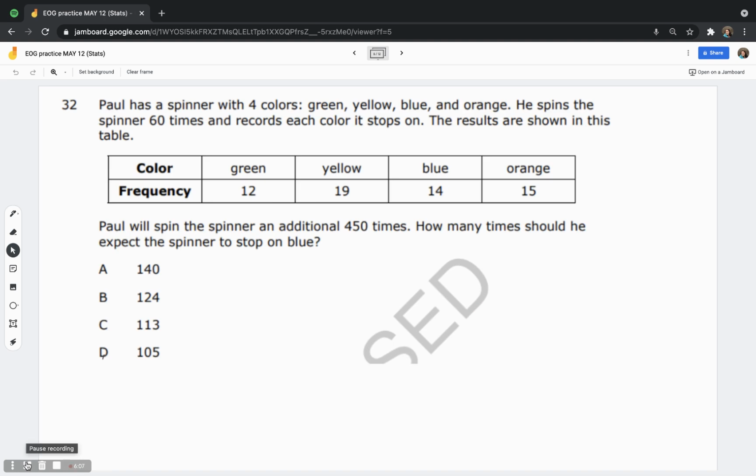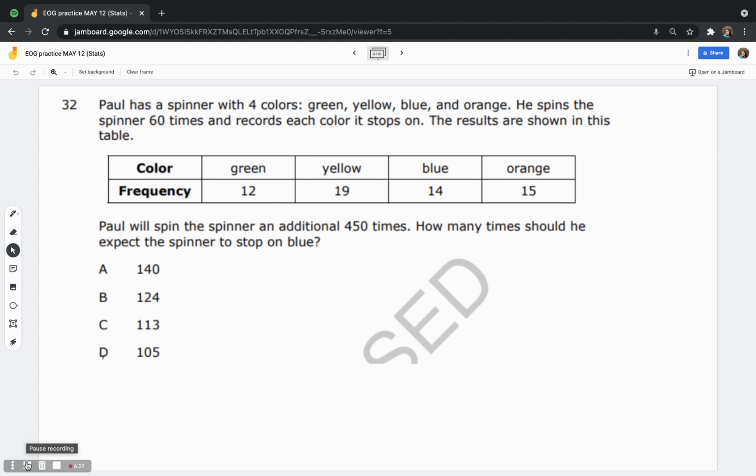32 says Paul has spun a spinner with 4 colors: green, yellow, blue, and orange. He spins the spinner 60 times and records each color it stops on. The results are shown in the table. Paul will spin the spinner an additional 450 times. How many times should he expect the spinner to stop on blue?